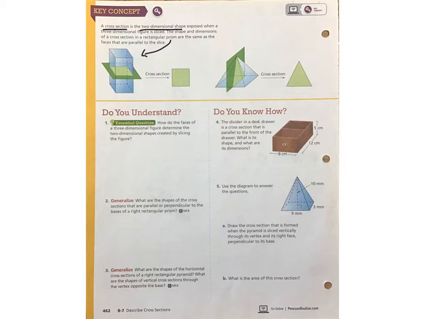So when we slice it horizontally, like so, then it takes on the same shape and dimensions as the top or the bottom of that same rectangular prism.